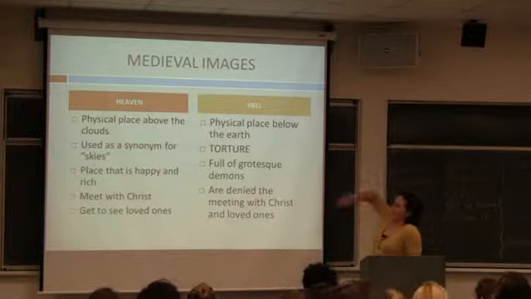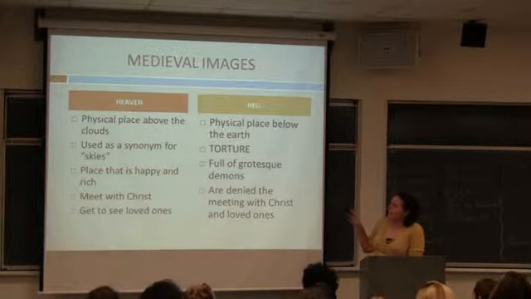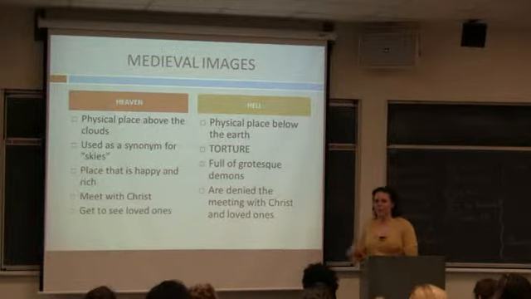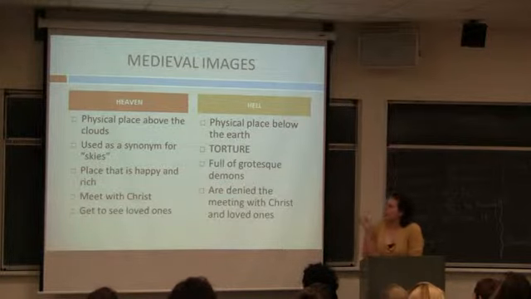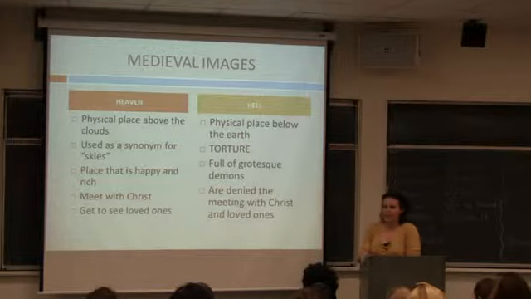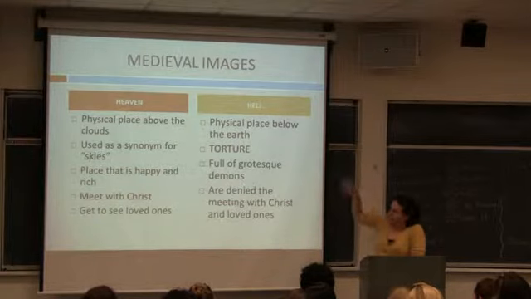Medieval images of heaven and hell, very opposing, obviously mostly influenced by the church. Heaven is seen as a physical place above the clouds, where the angels and God literally look down upon you. It's used as a synonym for the skies, such as in the Bible when they say the angel came down from heaven. It's both literally from where God is and from above.